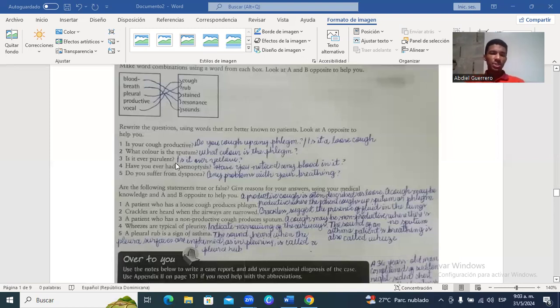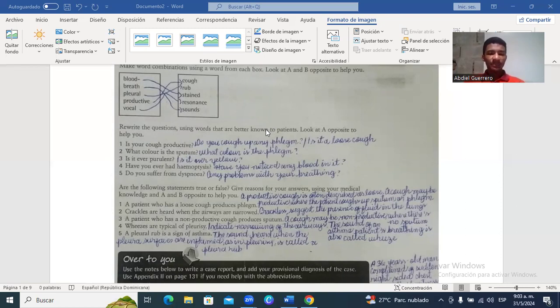Rewrite the questions using words that are better known to patients. Look at B opposite to help you. Is your cough productive? Do you cough up any phlegm? Is it loose? What color is the sputum? What color is the phlegm? Is it ever purulent? Is it ever yellow?